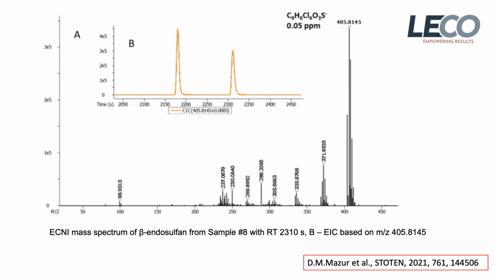For example, this picture represents a mass spectrum of beta endosulfan, one of the dirty dozen components. And you get molecular ion and you get some fragmentation. Besides, we detected two isomers of those compounds, as it should be for the commercial product containing alpha and beta endosulfan.